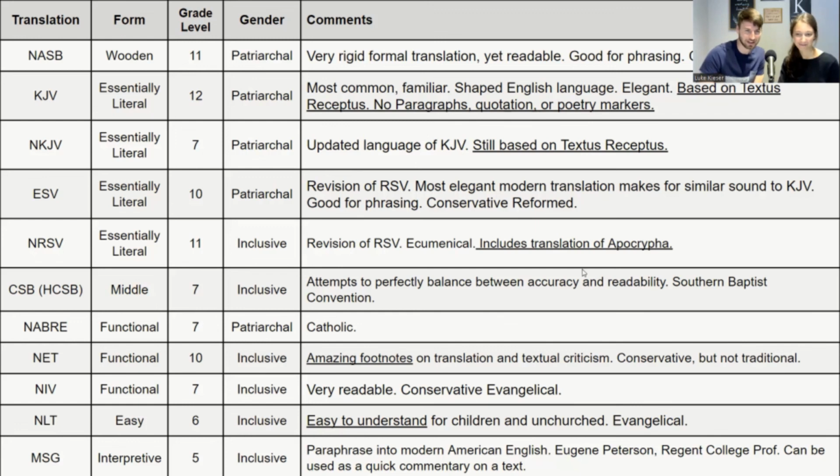Okay. But anyway, the NET we saw had tons of footnotes. Footnotes are so good in the NET. They point out translation difficulties, textual criticism stuff, and lots of other things. If you ever have a question, a good place to go is the NET. Yeah. That's probably just online then to see all the footnotes. It's online pretty much at every website where you find a Bible.